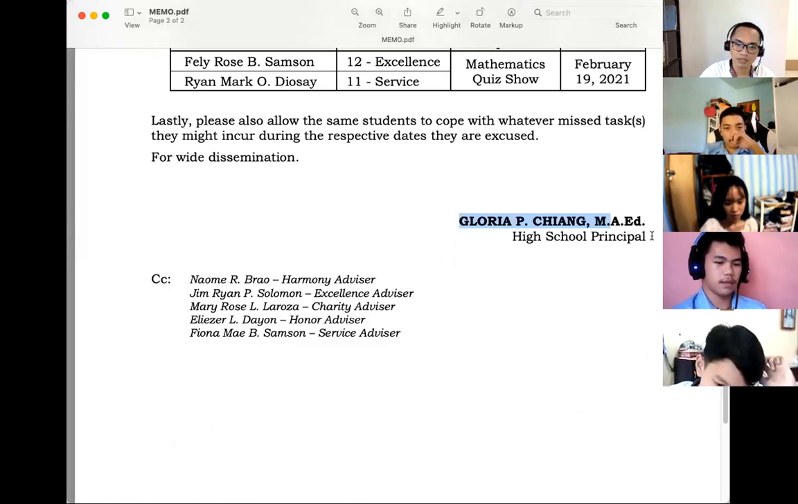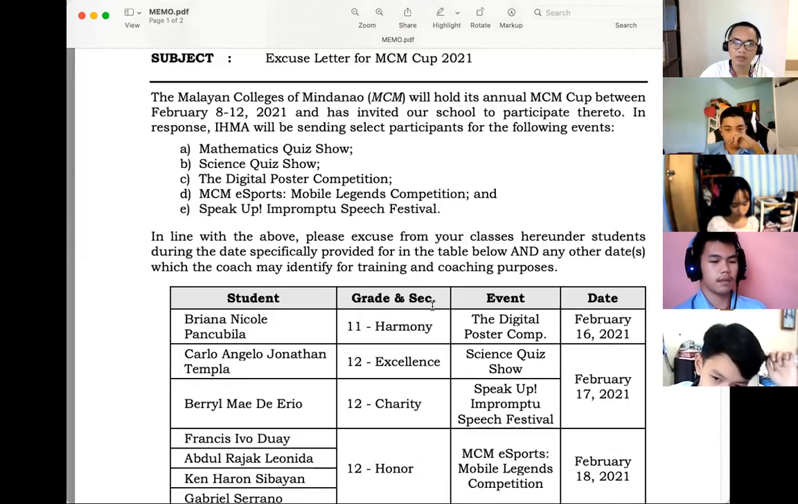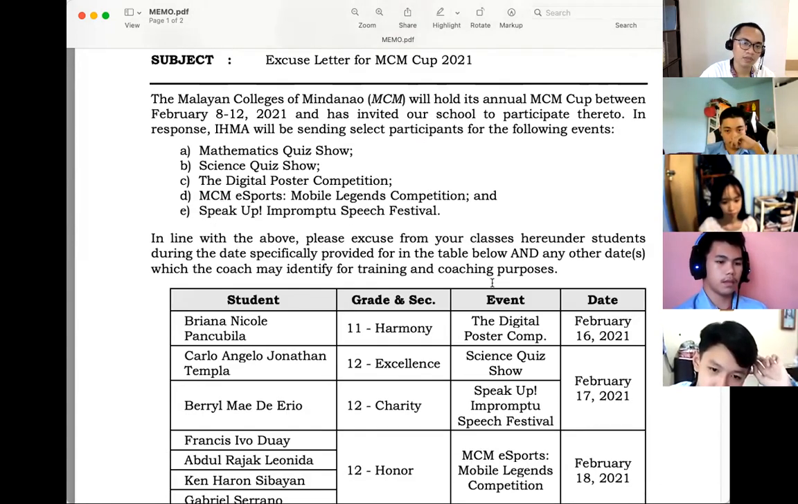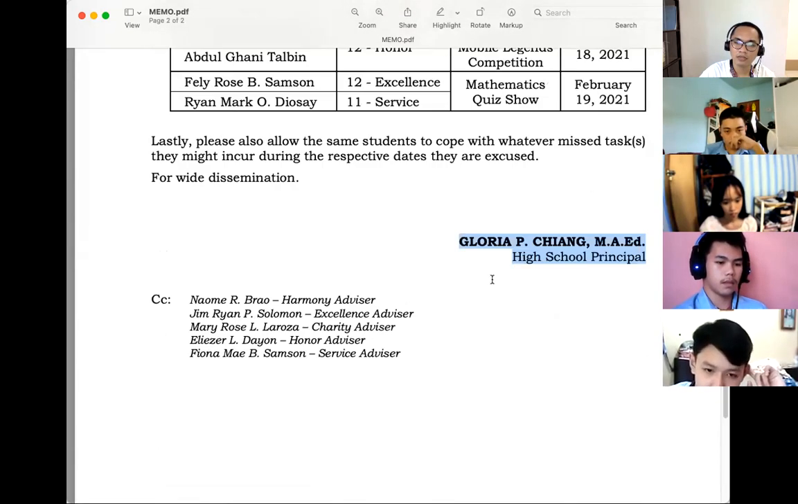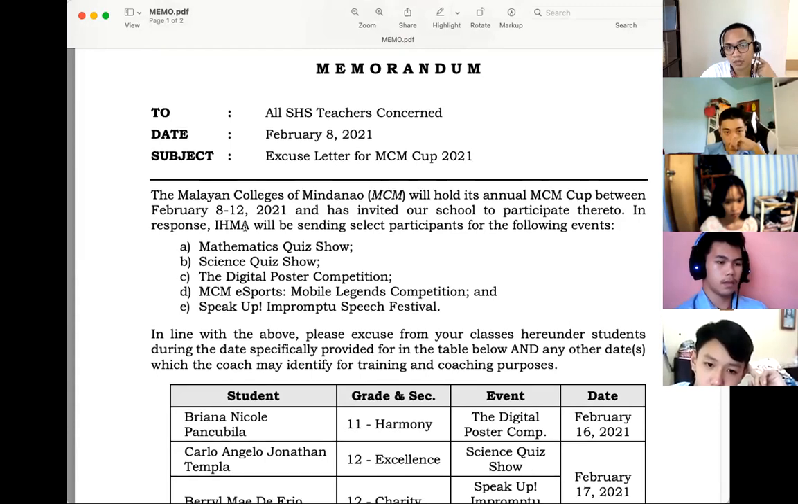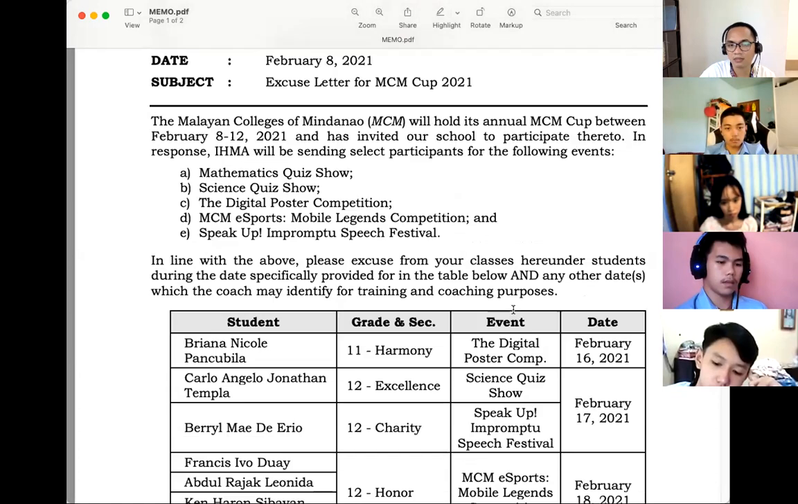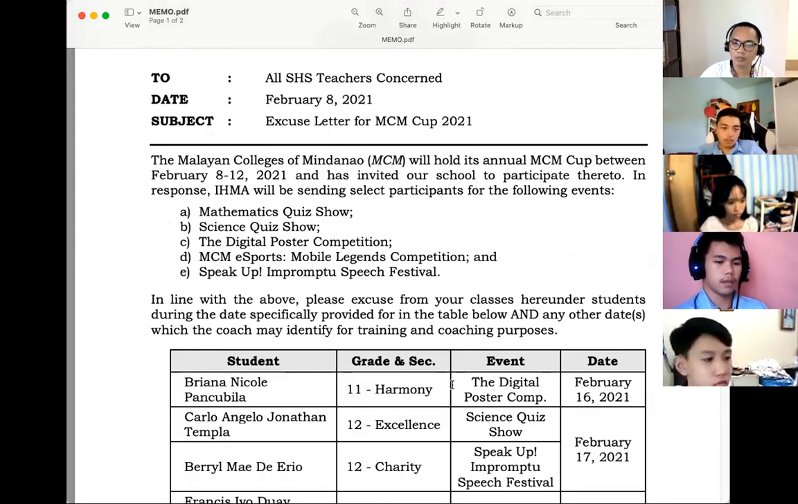For example, in DepEd, usually it is the name of the head. But there are memoranda wherein they indicate here the from, then the name of the issuing authority of this memorandum. One thing that you shall take note of in a memorandum is that there are no dear, no sincerely, no salutations, no complimentary clause. It is straight to the point.